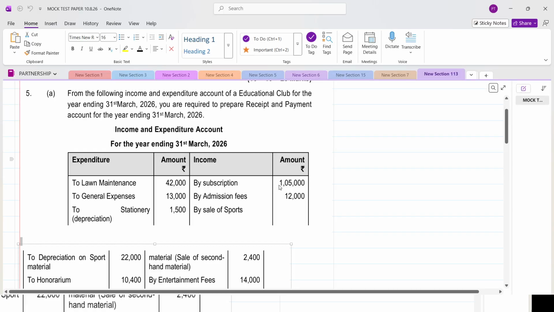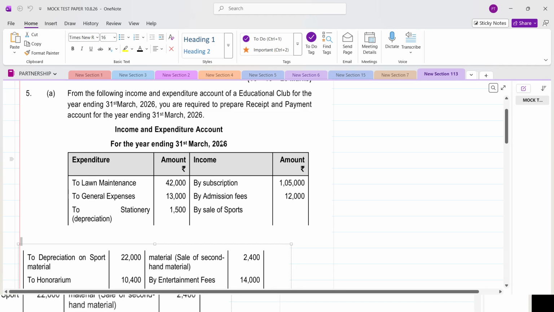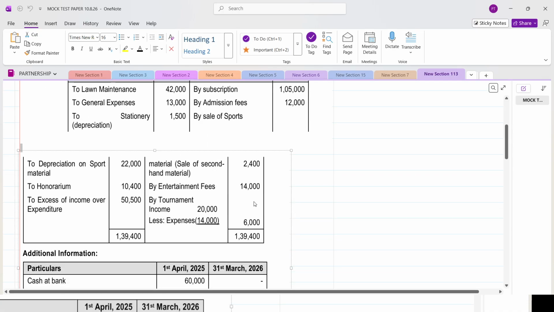For subscription, you have to make a working note, because the income and expenditure account is a revenue account. Only revenue items will appear there. This is not the actual cash receipt. Anything due for the current year would have also been added. Anything received for the past year, they would have subtracted, because the income and expenditure account is prepared only for the current year's revenue. So we have to adjust this also. Admission fee, sale of sports material, we will see one by one.